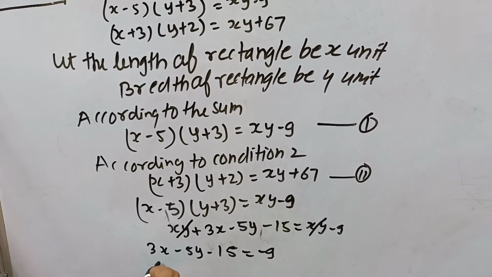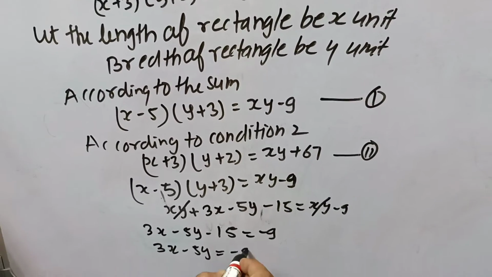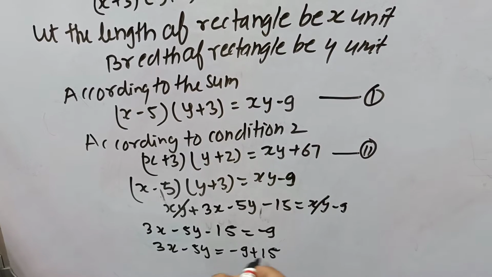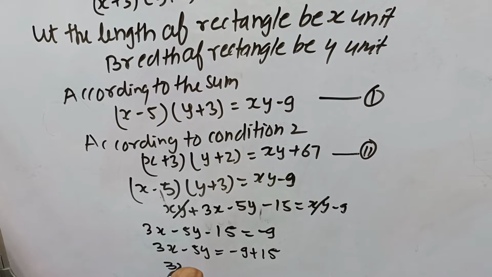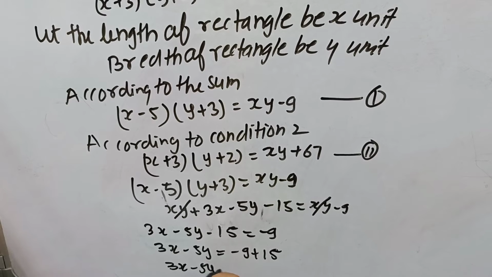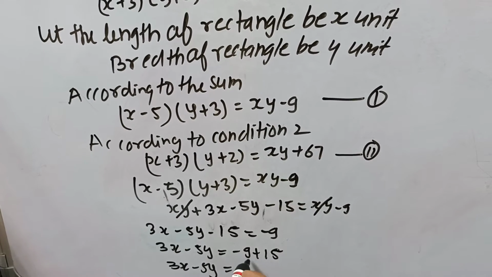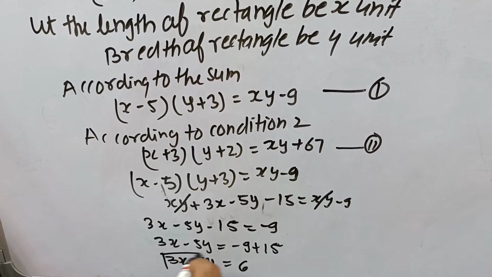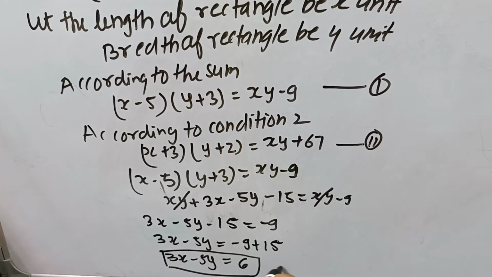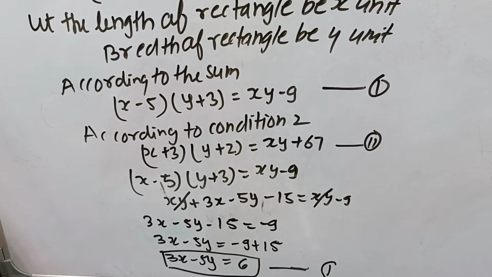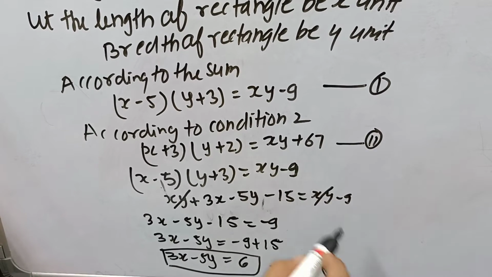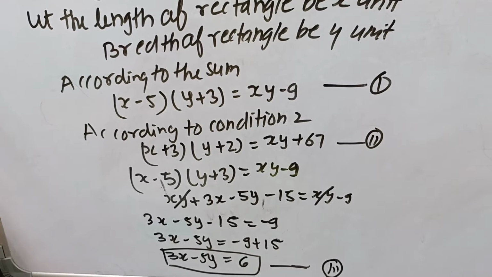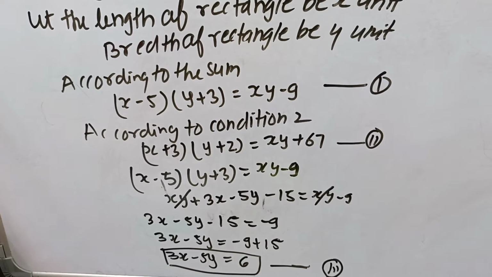We will take 15 from this side to the other side, so 3x minus 5y is equal to minus 9 plus 15. So 3x minus 5y is equal to 6. This will become the equation number 3, since 2 is over, so write down 3. So this is equation number 3. Please write it down, then I will erase the board and go ahead.